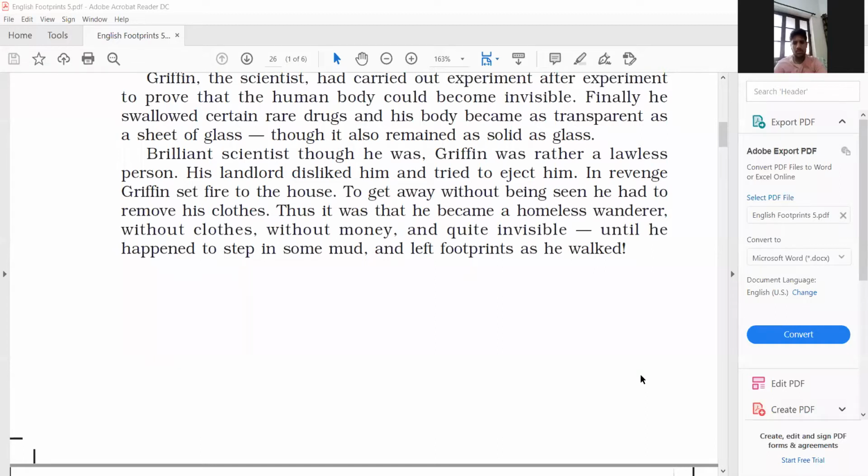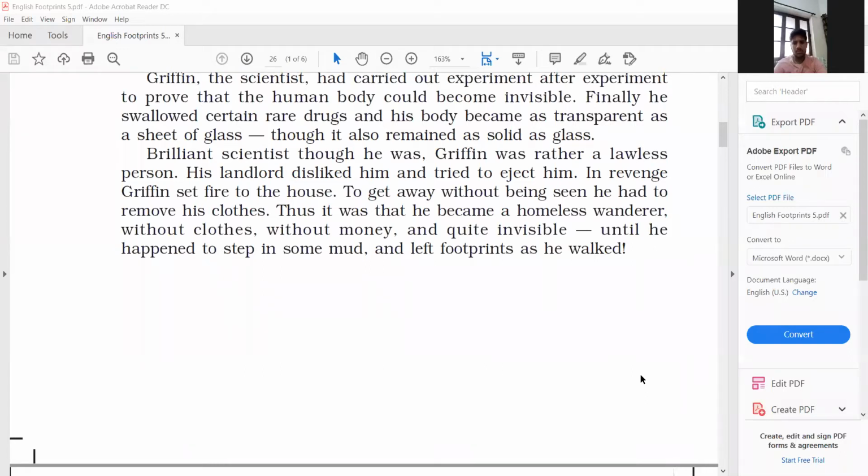His landlord disliked him and tried to eject him. He wanted him to leave the house. He was not happy with him being there in his home, and so he wanted him to leave. In revenge, Griffin set fire to the house. But what did Griffin do? He's such a brilliant mind, such a brilliant scientist. But he was there, very annoyed, very angry. What did he do? He set the house on fire.